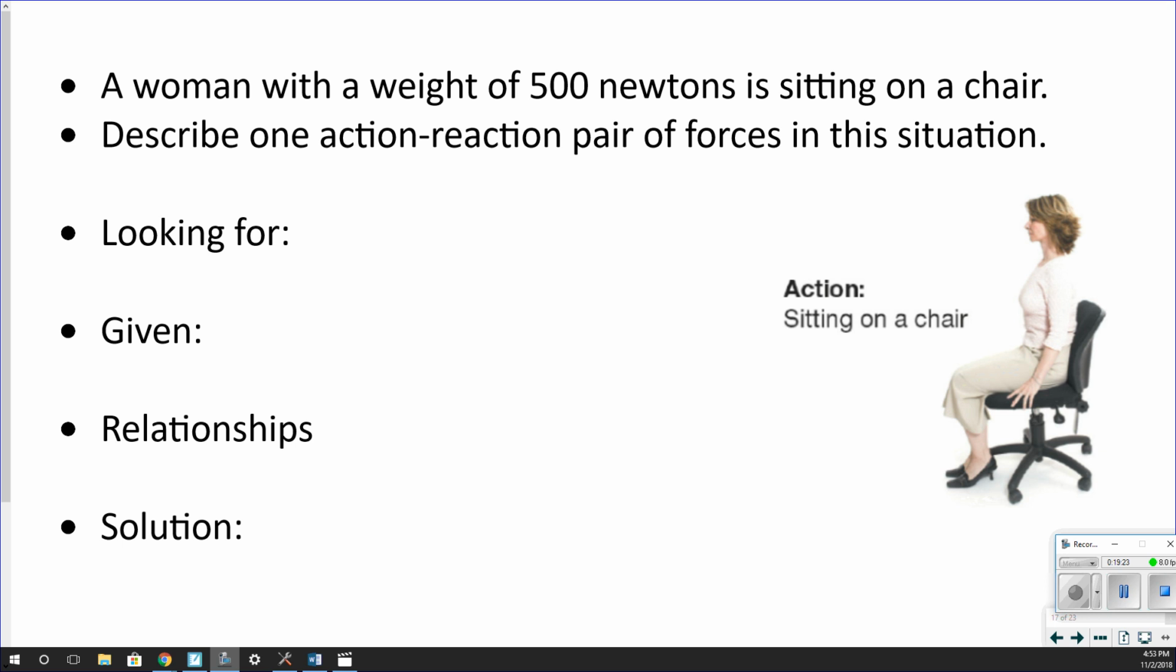Another example here for you guys. So a woman with a weight of 500 newtons is sitting on a chair. Describe one action-reaction pair of forces in this situation. So what am I looking for? I'm looking for an action-reaction. Means I have to have arrows going in opposite directions.